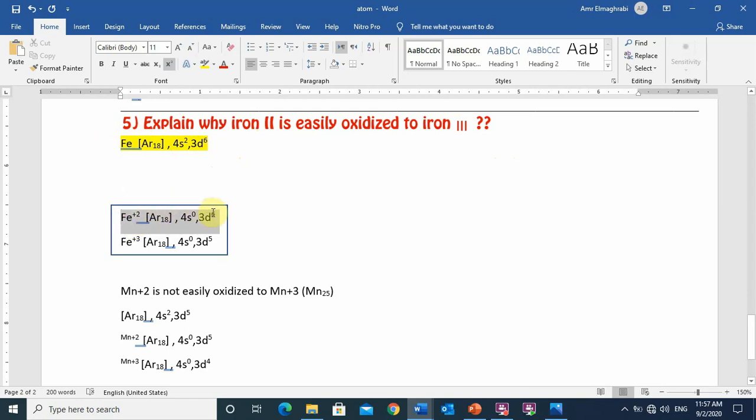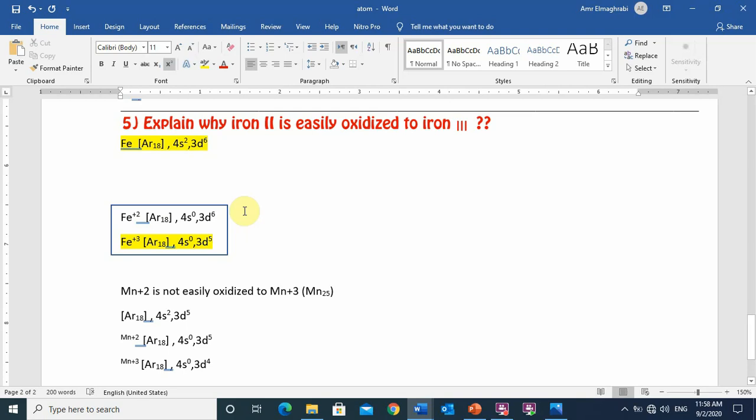Positive 2, which is iron 2, in this case the iron loses 2 electrons from the S and changes to the electronic configuration 4s0 3d6. But positive 3 loses 3 electrons, the 2 electrons of S and 1 electron from D, so the rest will be 4s0 3d5. This is positive 3. Now what is the difference between positive 2 and positive 3? It is the number of electrons in the D.